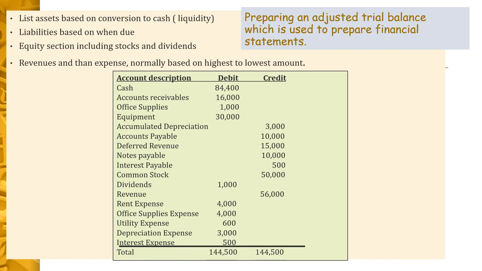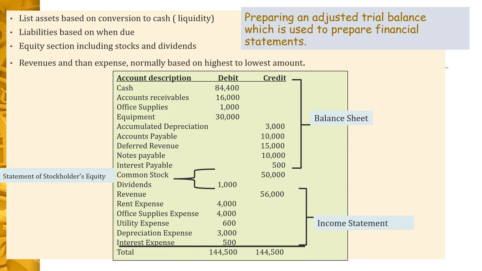And now we make sure our totals are the same. And now this is what's going to be on our balance sheet. This is what's going to be on our statement of stockholders' equity. And this is what's going to be on our income statement.